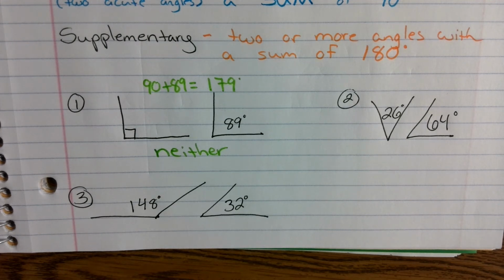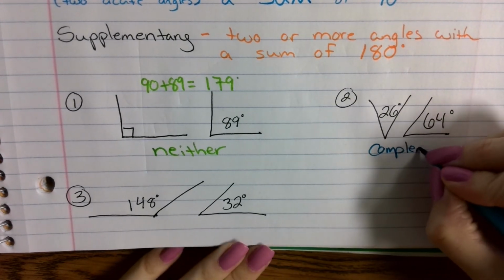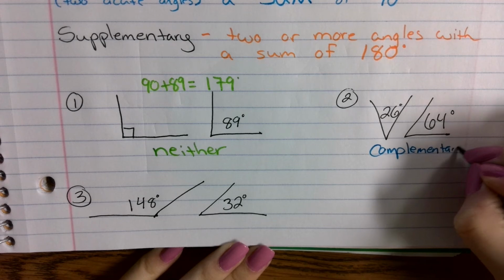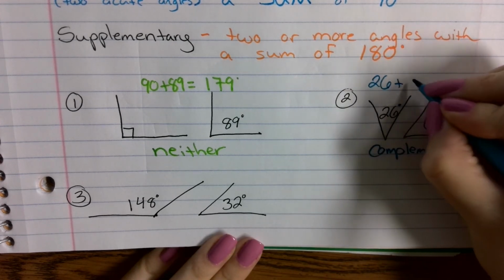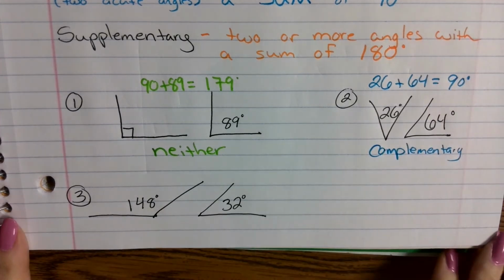What about problem number 2? Complementary, supplementary, or neither? Ethan. Complementary. Okay, so this is going to be complementary. When you add those together, if you take 26 and you add it with 64, it's going to be equal to 90 degrees. That is complementary.